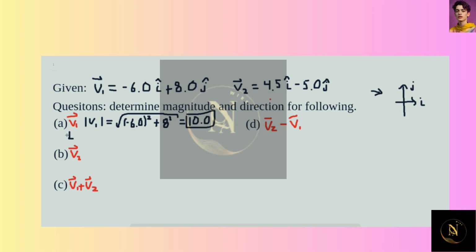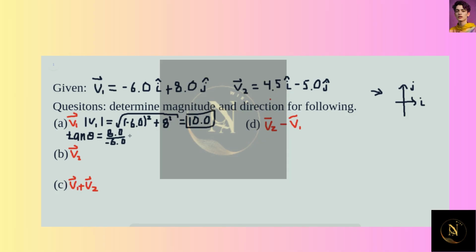Then the next thing we want to do is determine the direction, not just the magnitude. So we're going to make use of our trigonometric identity: tangent theta for v1 is equal to the opposite over the adjacent. The opposite here is what is in the j hat direction, so it's going to be 8.0 divided by what we see in the i hat direction, which is 6.0. But this is negative 6.0.